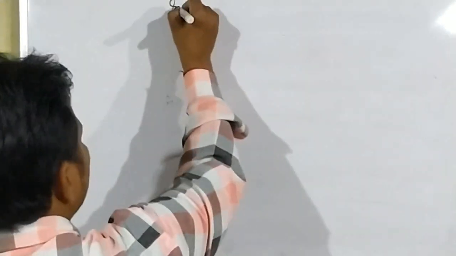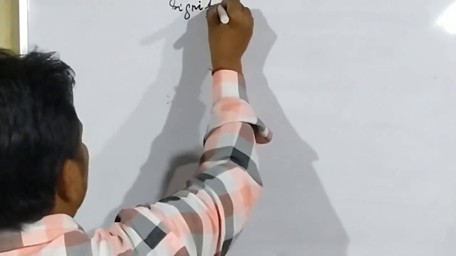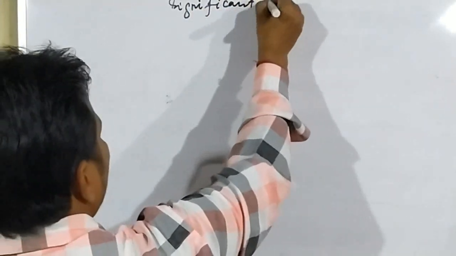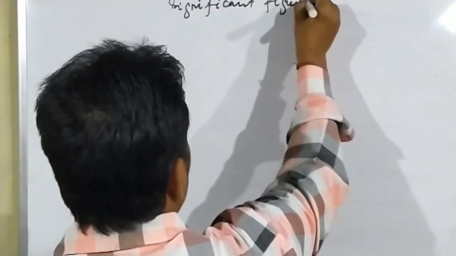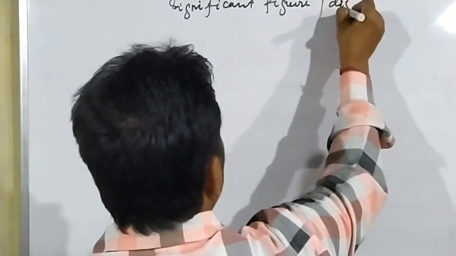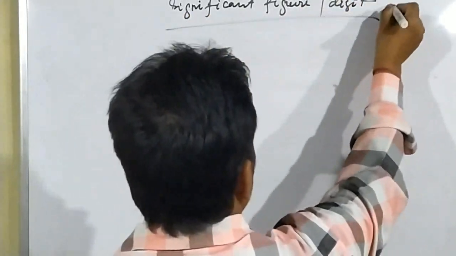Students, now we will read about the significant figure or significant digits. Okay. So we know that how many significant digits are present here.